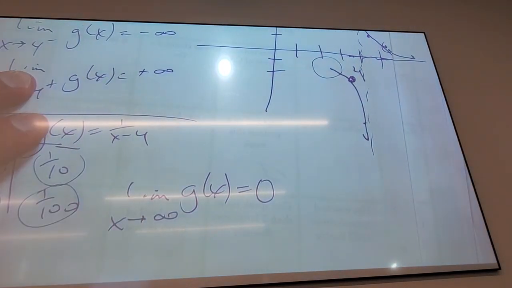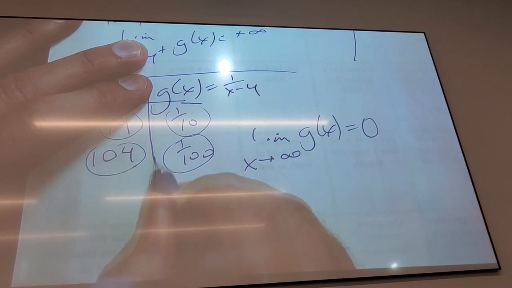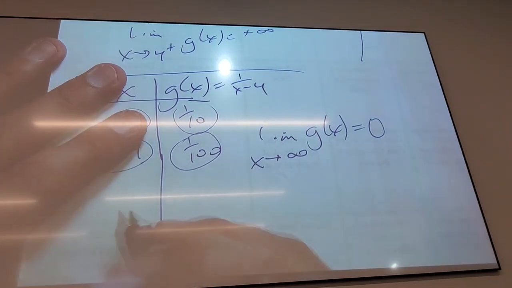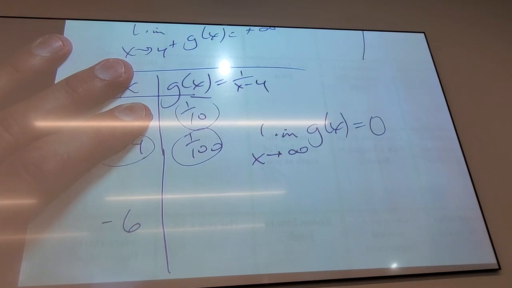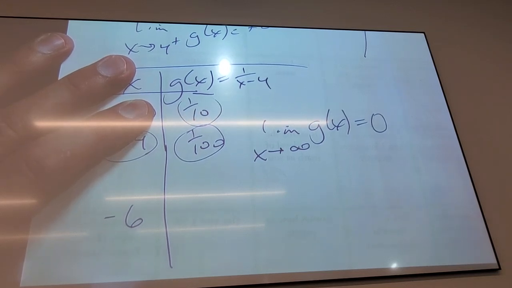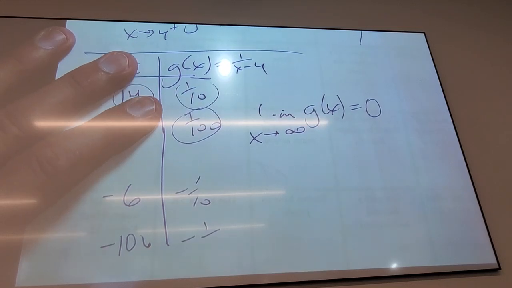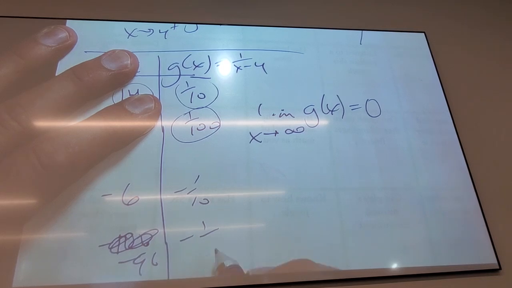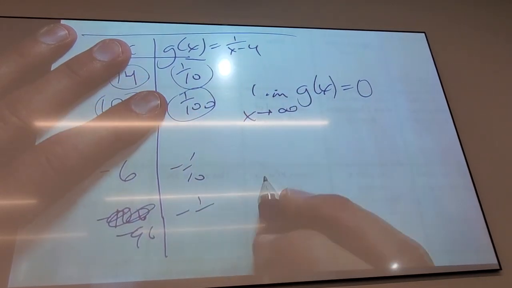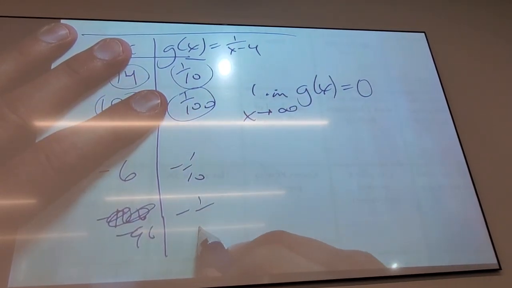And then how do I investigate the other side? Well, I just put in negative big. So I'm going to be smart again, put negative 6 in. It's not very big, but I get negative 1/10. Negative 106, let's just go there. Negative 96, there we go. Negative 96 would be negative 1 over 100, yes?